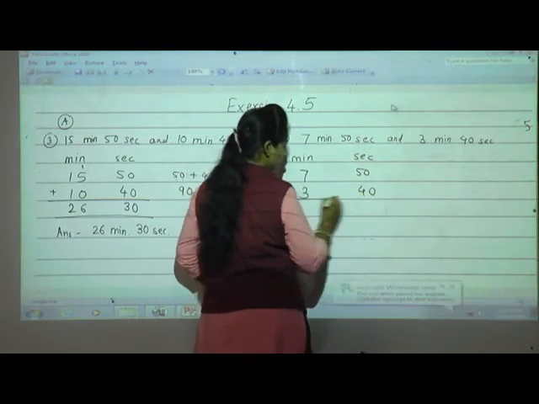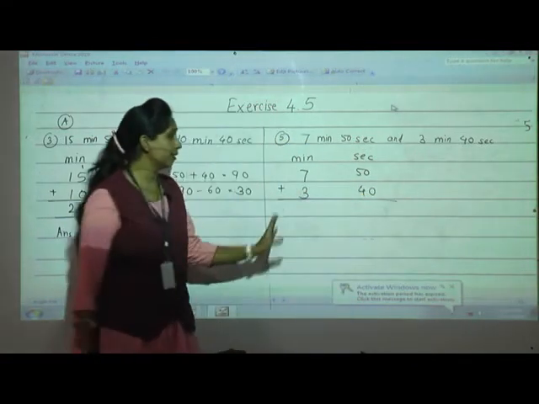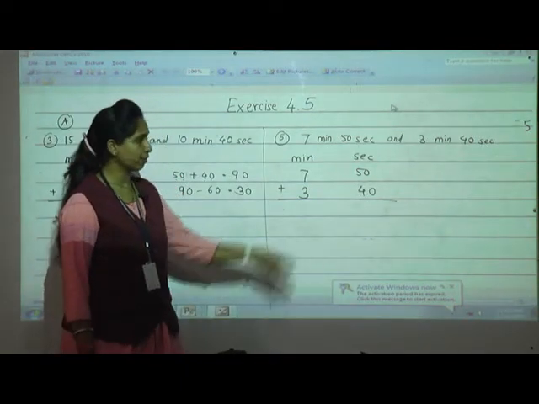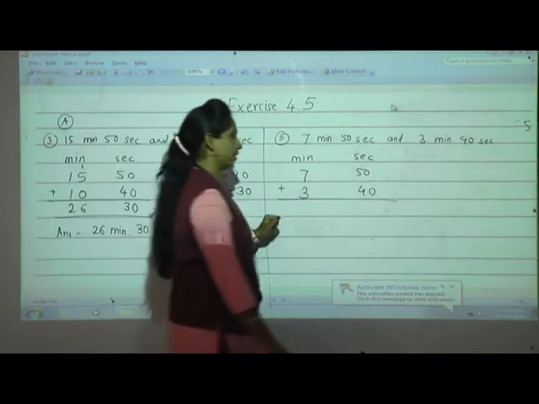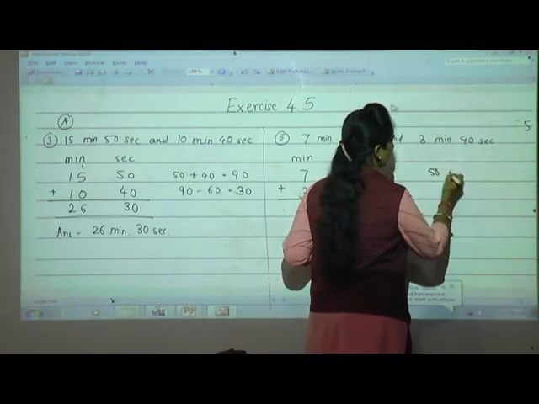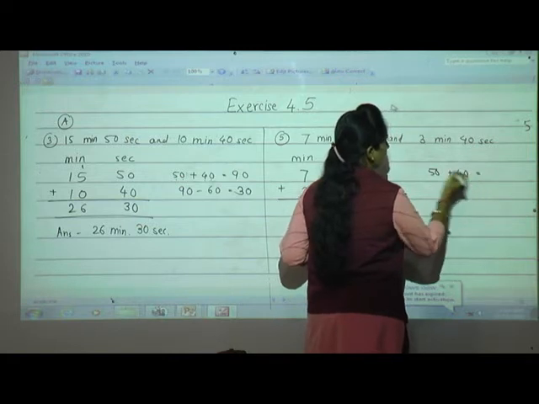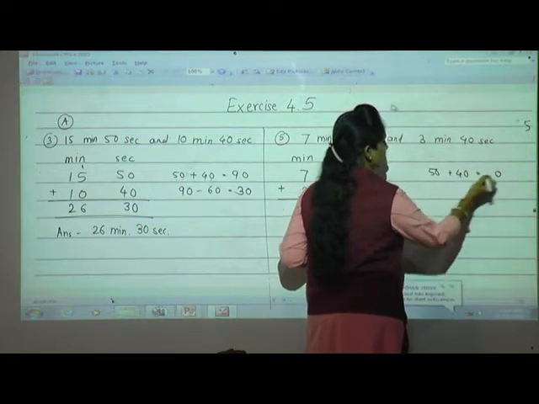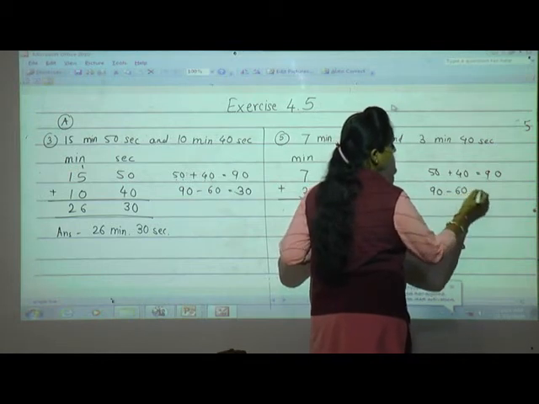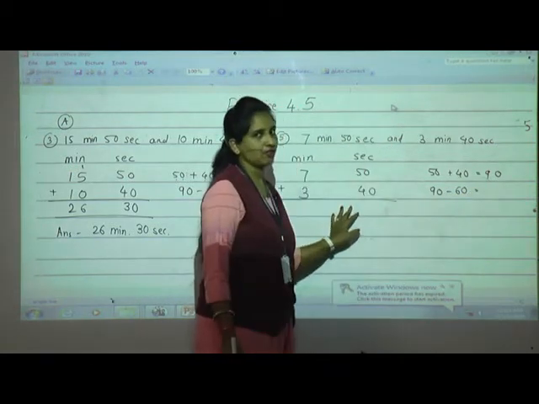Then add. First what we have to add, minutes or seconds? Yes, tell me. Of course we have to add seconds. So do the rough work here. 50 plus 40: 0, 0, 0. 5 plus 4 is 9. Again we have 90 here. So we have to subtract 60 from 90.